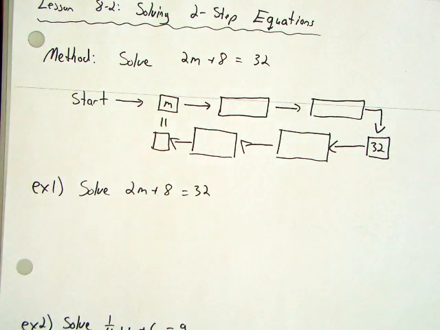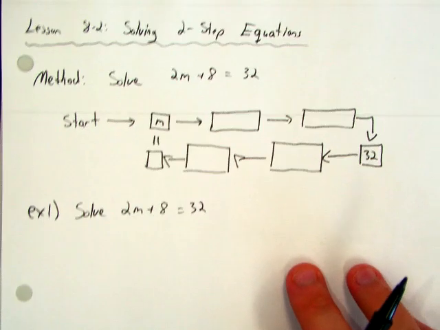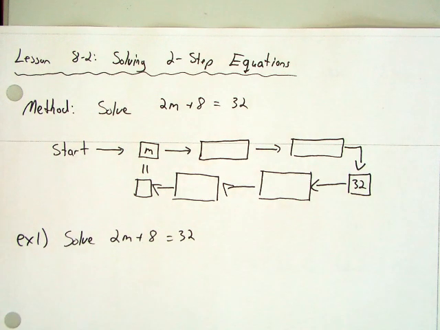All right, today we're going to be talking about chapter 8, lesson 2. This is called solving two-step equations. When we're talking about two-step equations, there's a couple of different methods that we can use in order to solve for the variable. One of them is called the box and arrow method, and that's the method that you see up on the board here, or up on the screen.